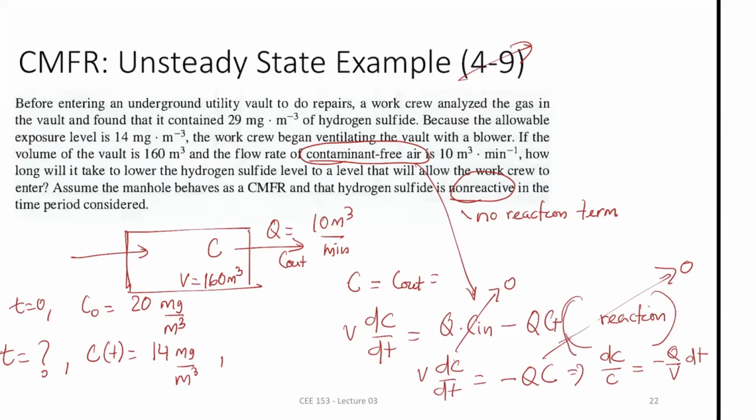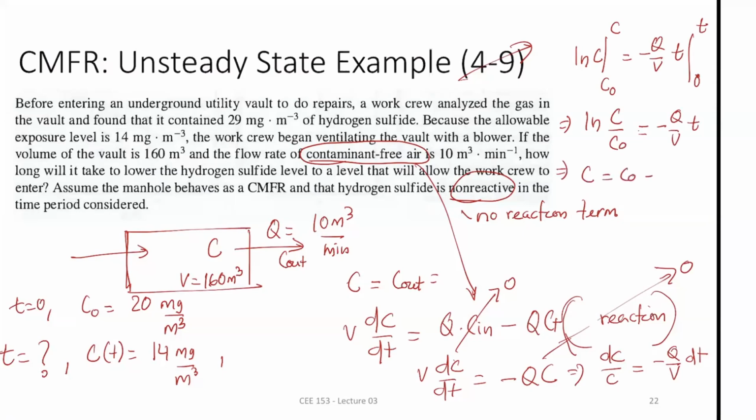So when you solve it again, the same thing. The answer is ln C is minus q by v t, and you just have to put the boundary condition. So this is initially C0, then you are calculating for C and time t equal to 0 to t. So this will be ln C by C0. If you do the exact same thing, I'm just not going to do every step now. So that means C is C0 e to the power minus q by v t.